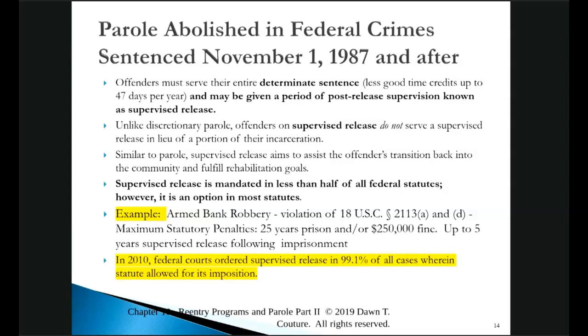So the example in a federal case, let's say an armed robbery, is the statute violation. Maximum penalty under federal law for violation of this federal criminal statute is 25 years in prison, up to a $25,000 fine, and up to 5 years of supervised release following release from prison. In 2010, almost 100% of all releases from prison carried with them supervised release.